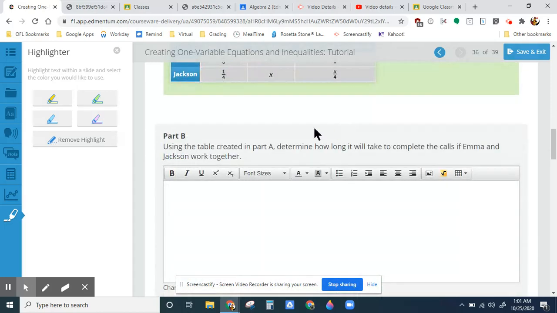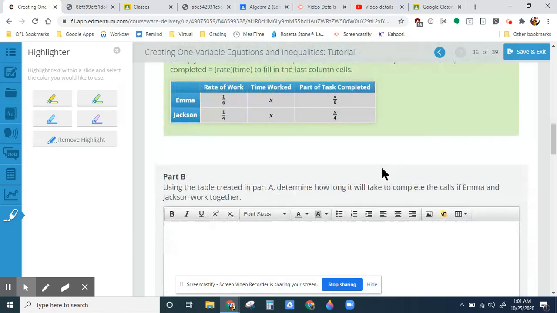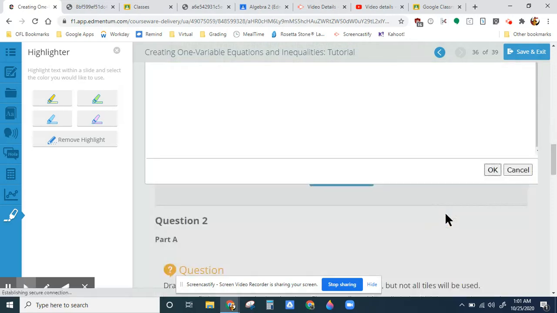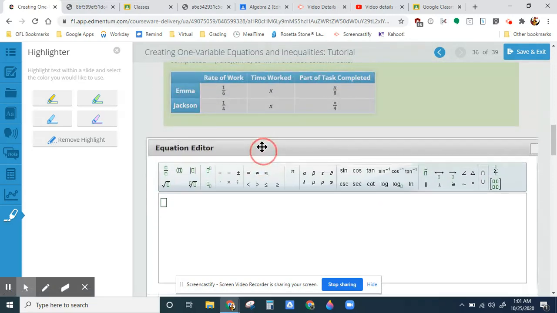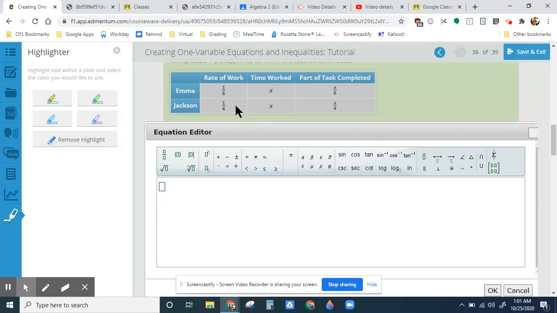All right. So now, understanding the table to determine this, the table created, determine how long. Okay. So we're going to use this table created. I'm going to move this up a little bit. Luckily, they give me the sample answer here. So what we're going to say here is we're going to have two fractions. We're going to have x over 6. That's how long it takes them.